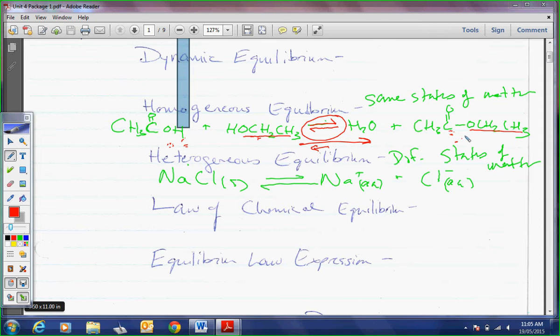Yes? So for the homogeneous, it would be the products are the same as the like the same states as the reactants? Yes, so thank you for bringing me back on task. Carboxylic acids are liquids, right? Alcohols are liquids, the majority of them at room temperature, so ethanoic acid and ethanol, definitely liquids. And your water is a liquid, and the ester is a liquid. And so this becomes a homogeneous equilibrium because they're all liquids.